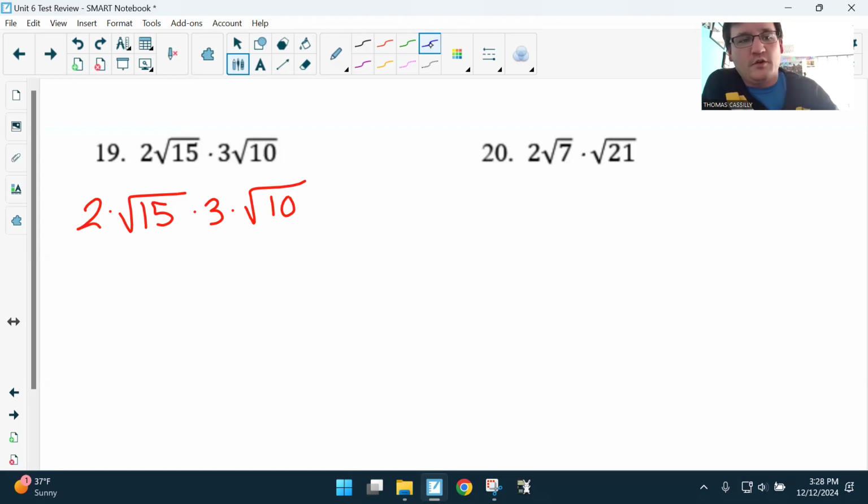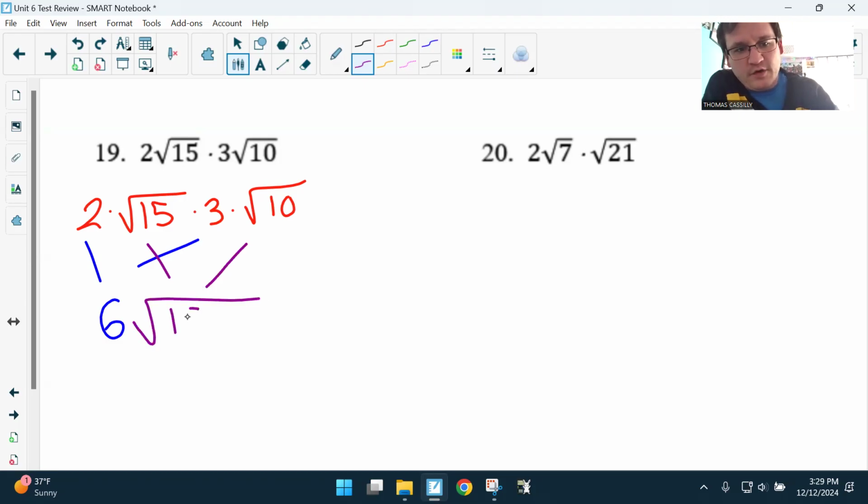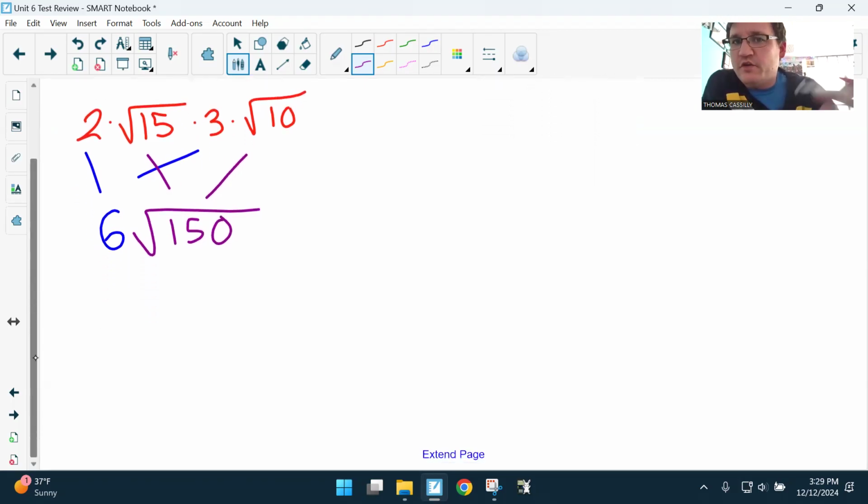Look for those like terms, the 2 and the 3. Those are both on the outside of the radical. All right, so those are both kind of your outies. You can multiply those. All right, 2 times 3 is just a 6. Right. The 15 and the 10, those are both on the inside of a radical, so you can multiply those and get 150. Right. Now that 150, see if you can simplify it.